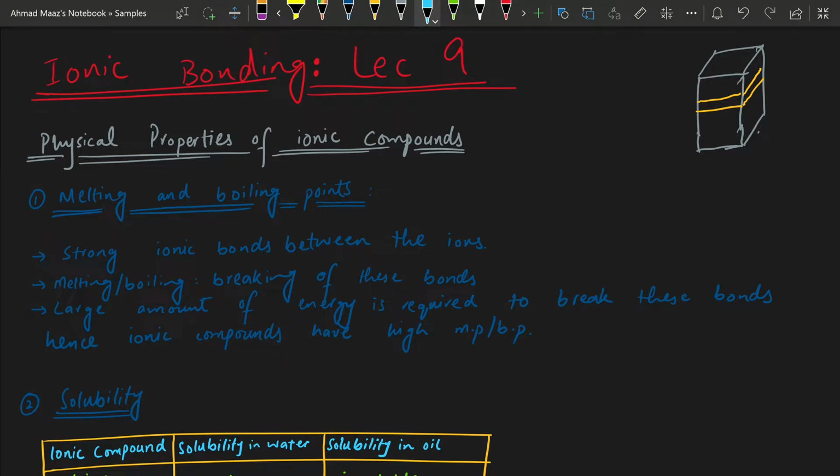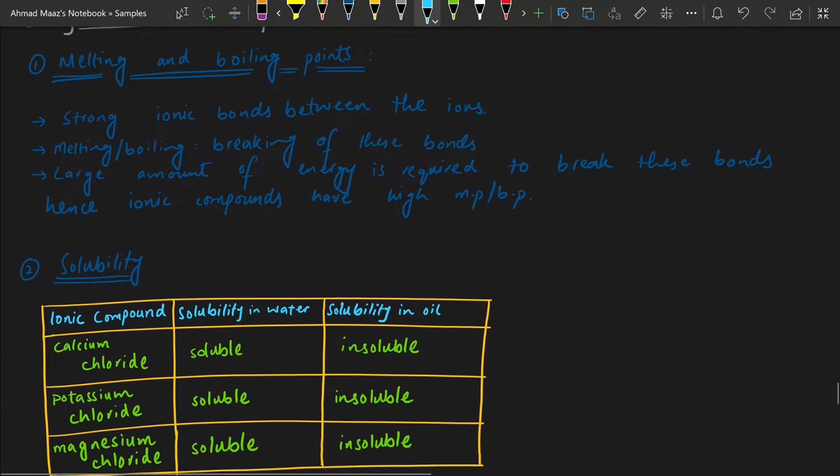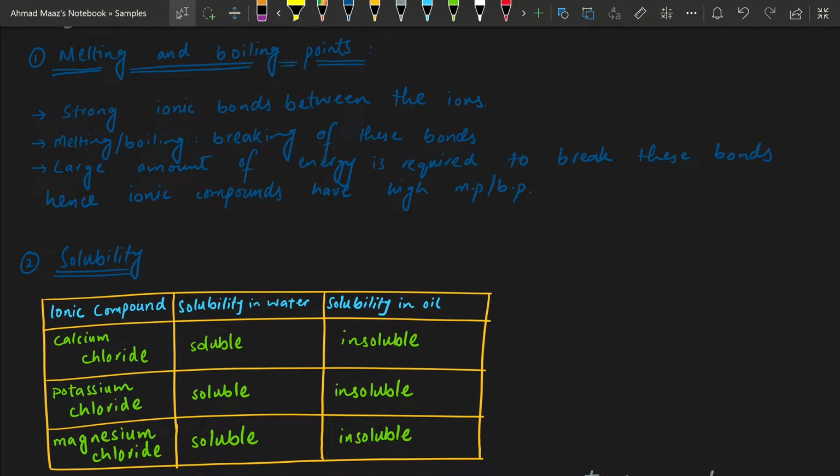Okay, we're talking about the physical properties of ionic compounds. Let's continue with the melting and boiling points. We've already discussed that ionic compounds have strong ionic bonds between the ions, which means that in the case of sodium chloride, the sodium and chloride ions are very strongly bonded together, and these bonds originate due to strong forces between the oppositely charged ions, and it gets very difficult to break the bonds between the sodium and chloride ions.